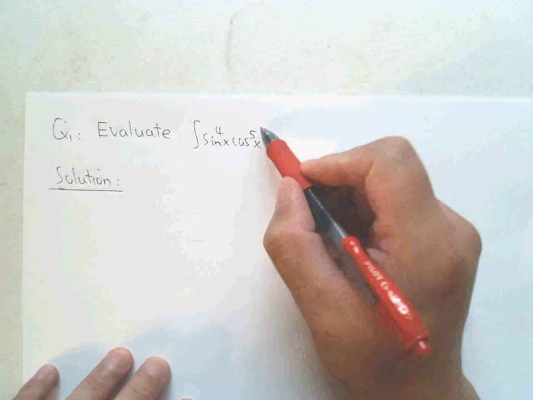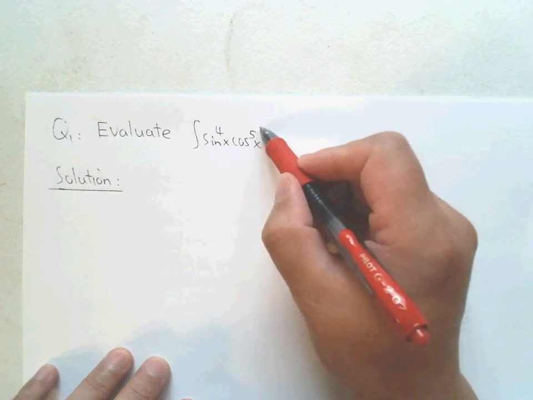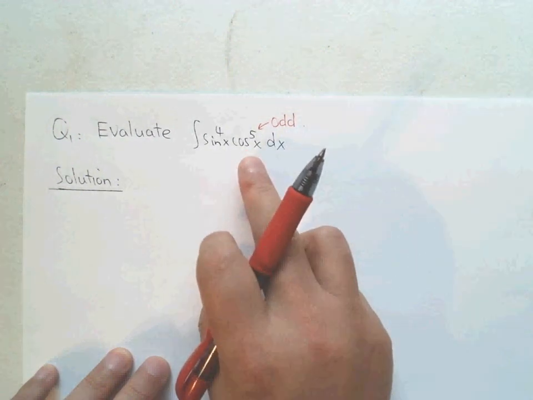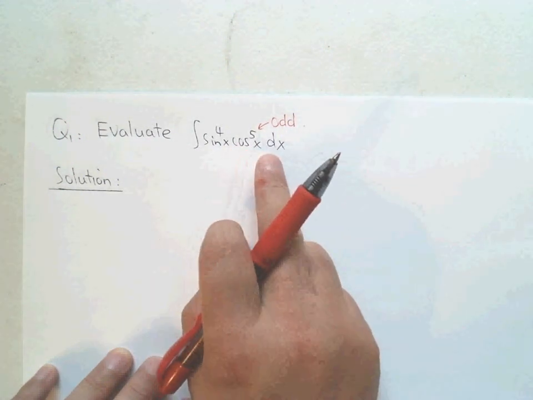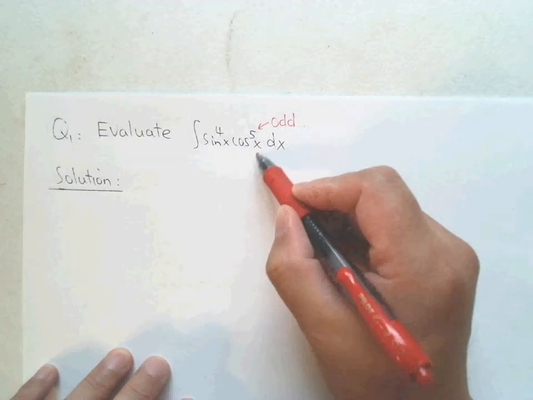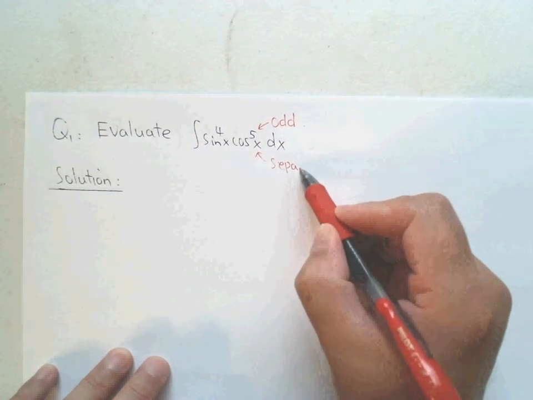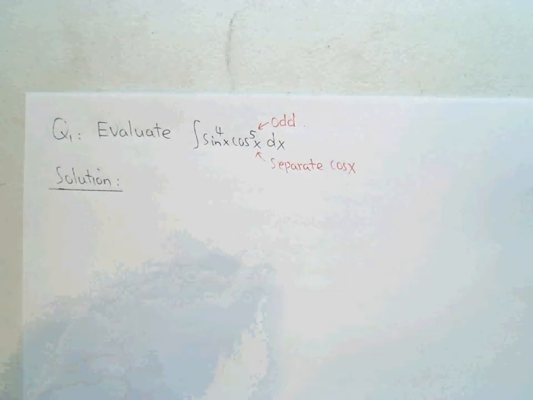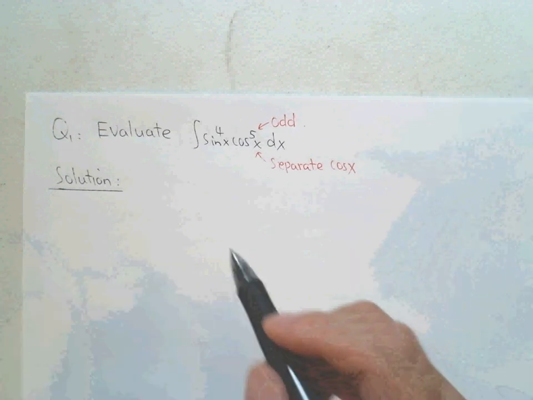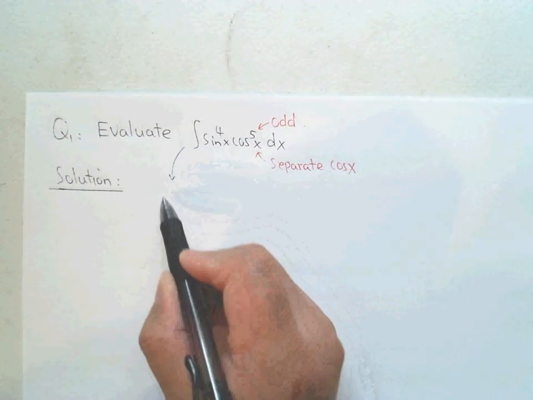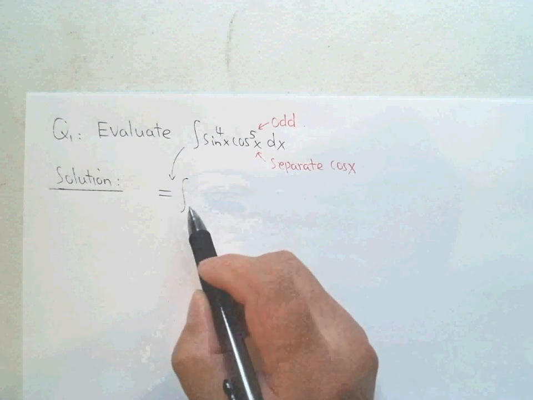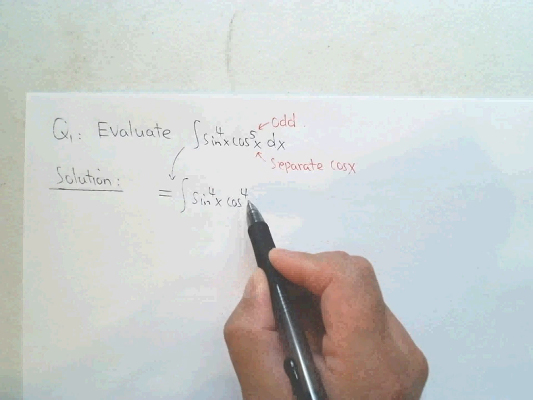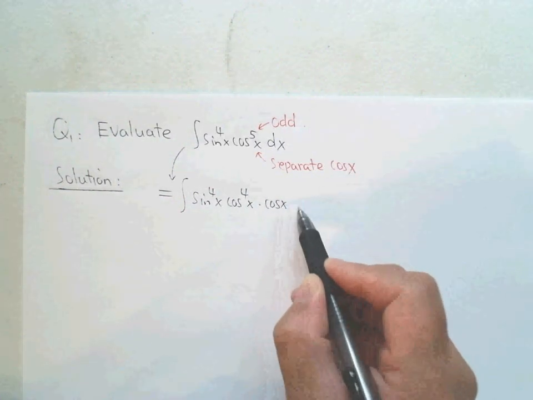Find which power is odd. So of course cosine, right? This is odd. Remember, later we need to do substitution for sine, so make it ready. So separate one cosine to make this together, and then what do we get? After we separate, these are directly put here, equals sine to the fourth power, cosine to the fourth times one cosine x dx.